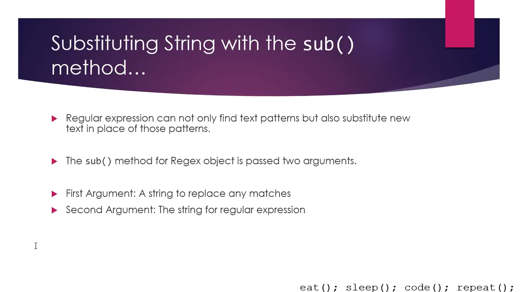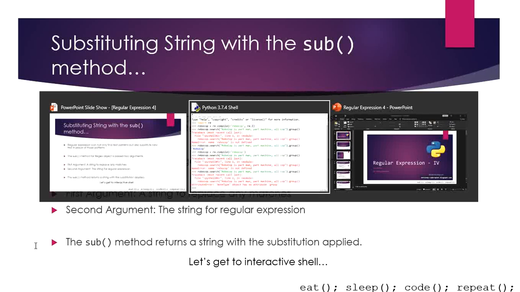Okay, so censored is the message which is to be replaced with. And the second argument is a string for a regular expression. The sub method returns a string with the substitution applied. So let's get to the interactive shell and study more about it.